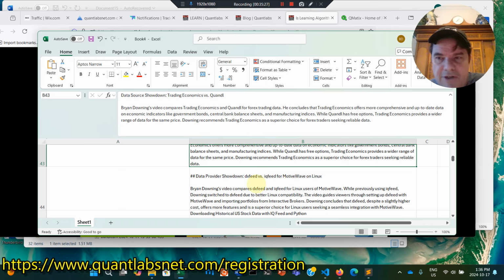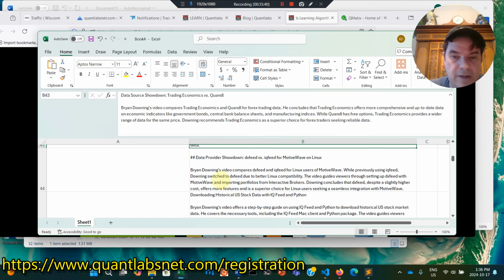So there's a difference between IQ feed and DX feed. Most people know about IQ feed, but a lot of people don't know about DX feed, which is German. So I compare the two. IQ feed was the superior option, but at the time I did make a choice to go with DX feed because there's better Linux compatibility with DX feed. So I guided people how to set it up on MotiveWave and importing portfolios from something like Interactive Brokers, probably the very popular retail broker.